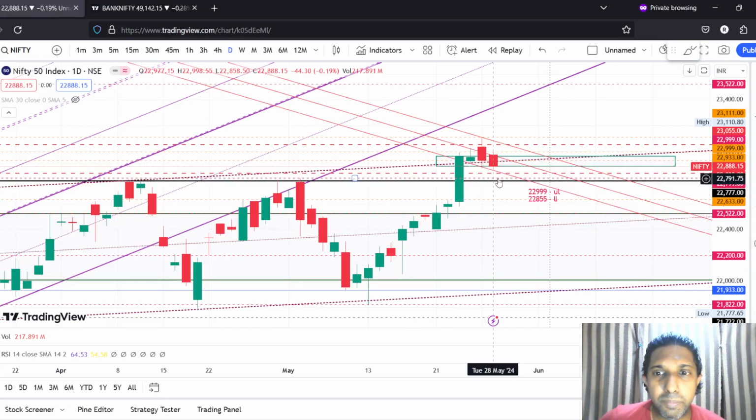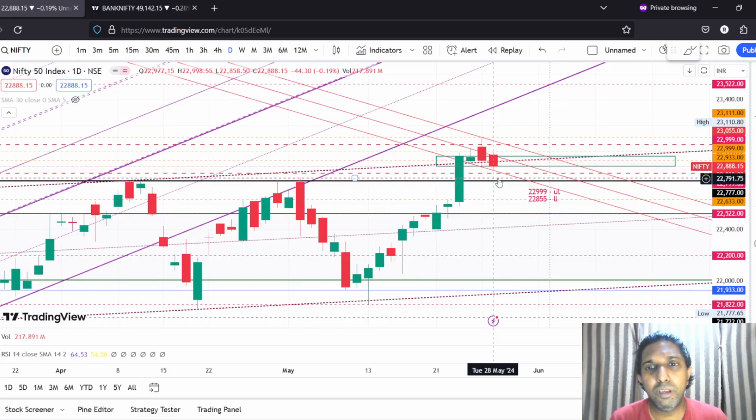On the other hand, if the price breaks and sustains above 22,999, that is 23,000, then we can go ahead with the upside trade, and the first target would definitely be 23,111, which happened to be the last all-time high. From there, we may see some profit booking, and then we may see a further upward move, right?